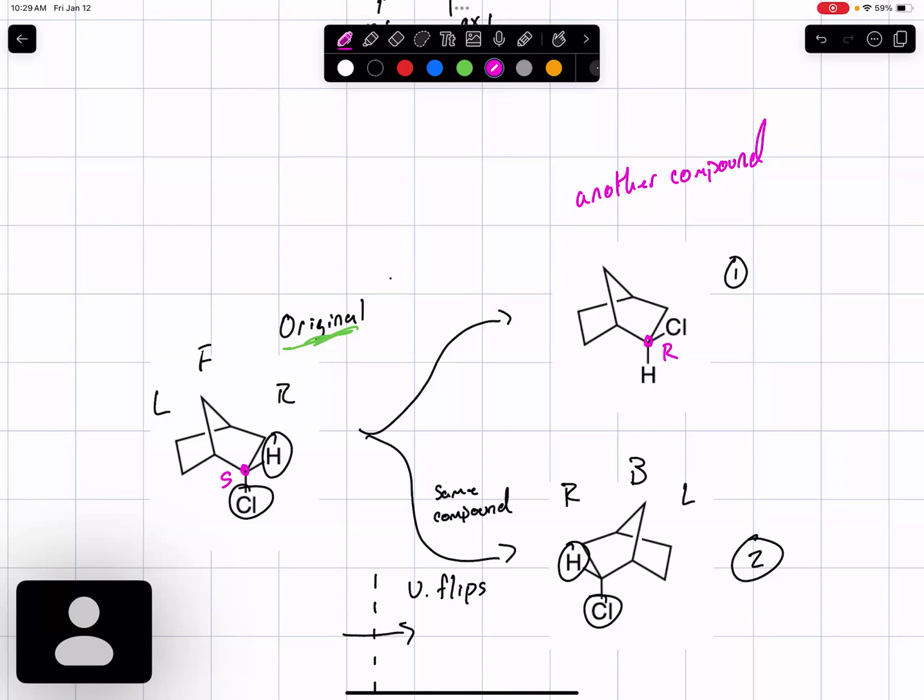If something is S and the other one is R, what do we call that relationship? Enantiomers? Yes, they're called enantiomers. Okay, but is this an enantiomer? And can anybody explain why or why not? Nobody knows? Okay. Do we have more chiral centers in this molecule?